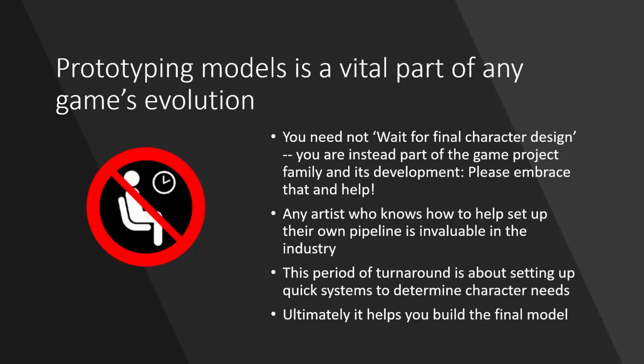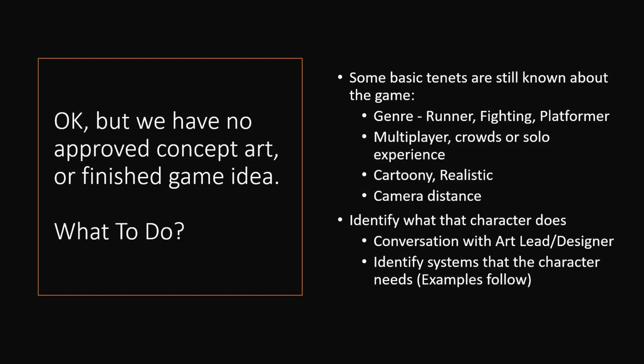So this period of turnaround, number three, is about setting up quick systems and determining the character needs. You think immediately you know what that is, but it's about actually stepping away from the computer and thinking about the game and asking these questions. Ultimately, it's going to help you build the final model, not just in your new position of knowing more about the game, but it will reduce the amount of rework time that you have to do because you're working alongside the team.